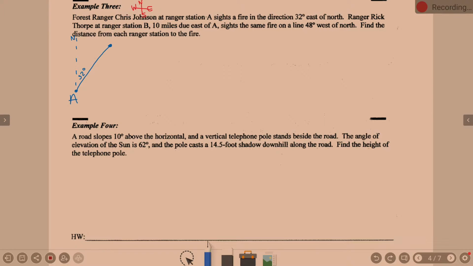I'm going to call this point C, but this is the fire. Okay? Then, Ranger Thorpe is at Station B, and it's 10 miles due east of A. So 10 miles due east of A means it's going to be over here. The distance between them is 10 miles, yes?